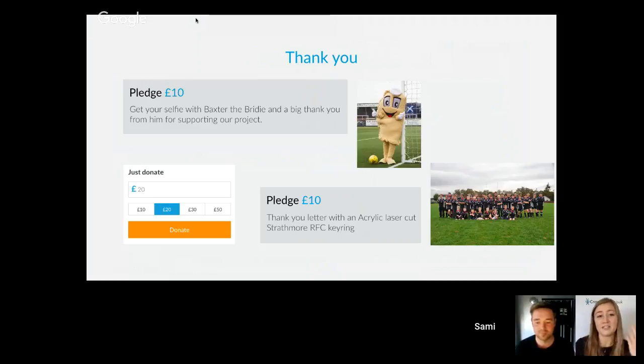For example, we've got for £10, you get a selfie with Baxter the Bridie at Forfar Football Club. And at the bottom, you can also get a key ring, a personalised, laser cut one from Strathmore RFC, as a thank you. And just to mention that on every single crowdfunding page, you'll also have this little donate box, so that anyone can just offer money if they don't want any of the rewards, they just want to give a bit of extra money.